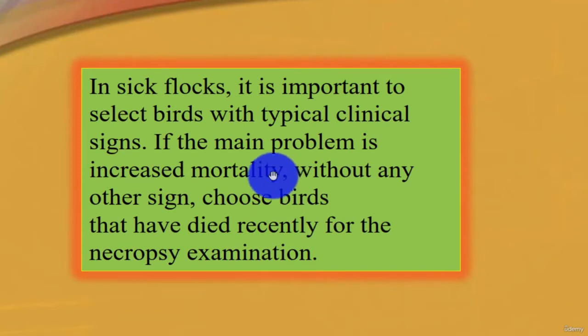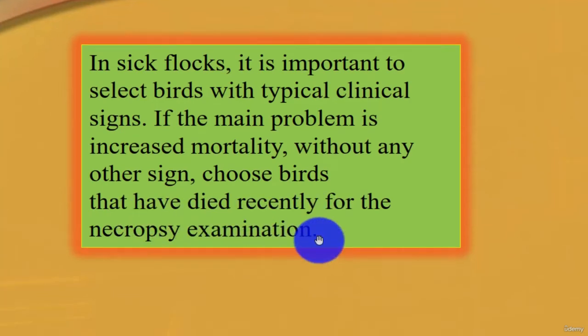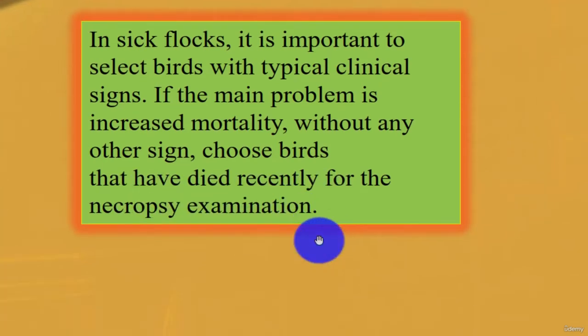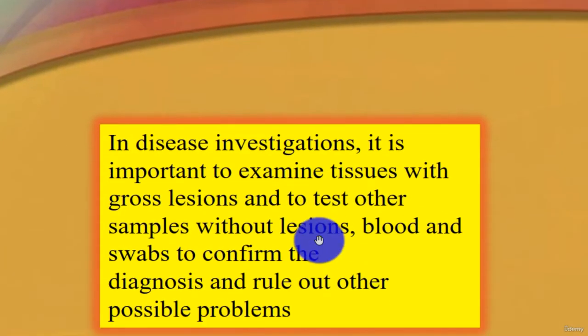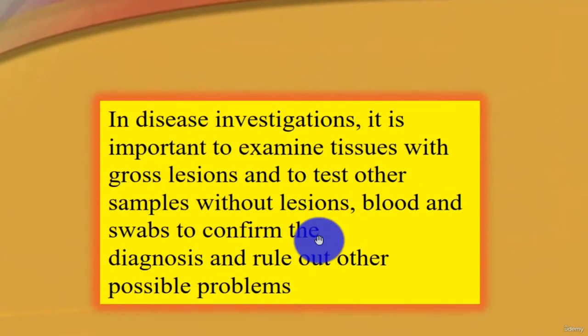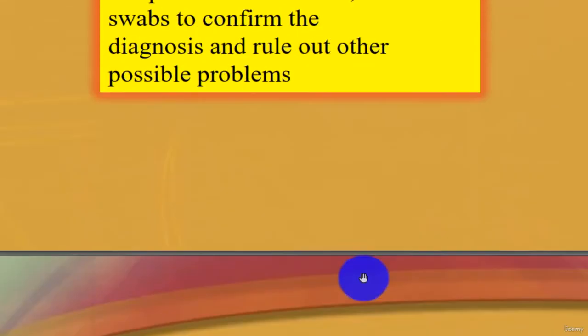In sick flocks, it's important to select birds with typical clinical signs. If the main problem is increased mortality without any other signs, choose birds that have died recently for the necropsy examination. In disease investigations, it's important to examine tissue with gross lesions and to test other samples without lesions, blood and swabs, to confirm diagnosis and rule out other possible problems.